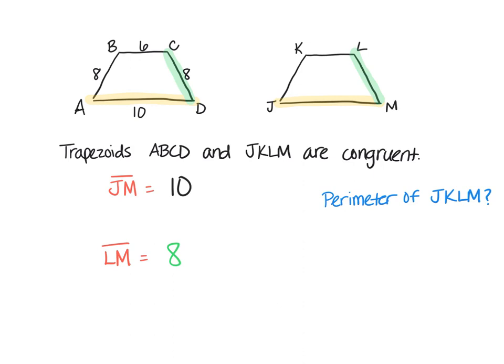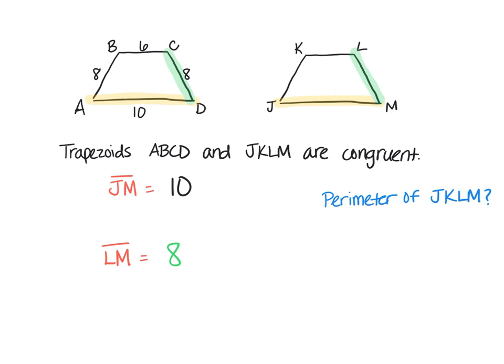And then the final question I'm going to look at is, what is the perimeter of JKLM? So remember, the perimeter is the distance all the way around. Well, if these two trapezoids are congruent, that means they're the exact same. So if I find the perimeter of trapezoid ABCD, then the perimeter for JKLM has to be the exact same.